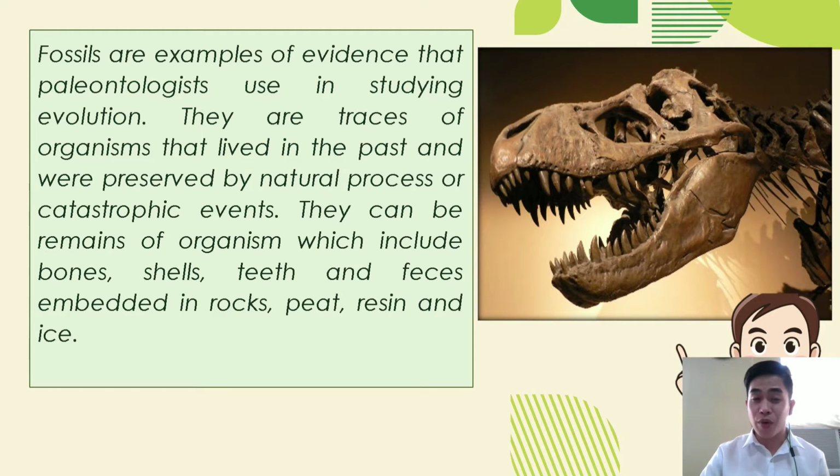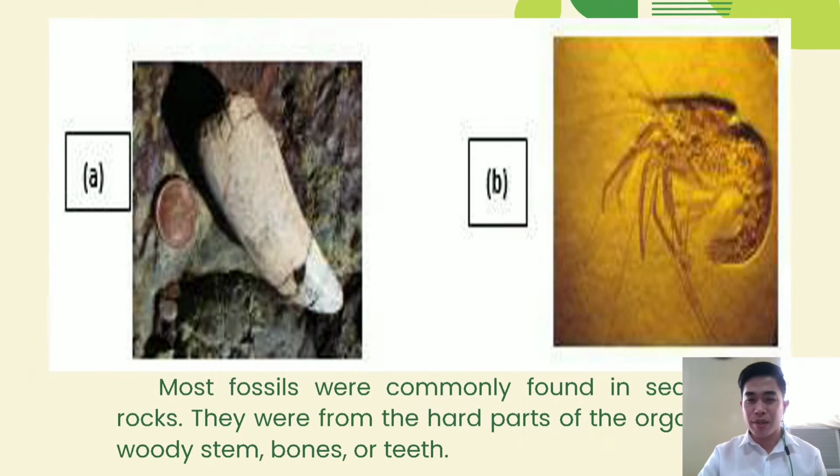They are traces of organisms that lived in the past and were preserved by natural processes or catastrophic events. They can be remains of organisms which include bones, shells, teeth, and feces embedded in rocks, peat, resin, and ice. Most fossils are commonly found in sedimentary rocks. They come from the hard parts of the organisms like woody stems, bones, or teeth.